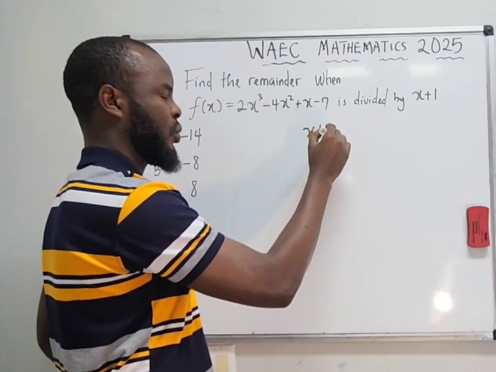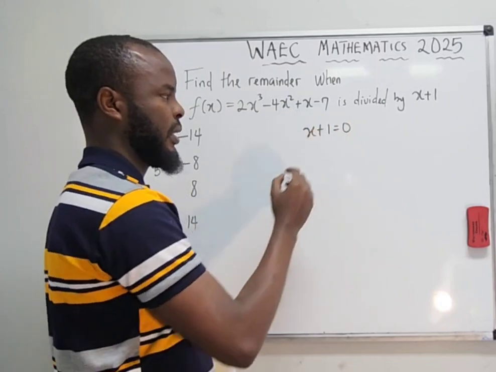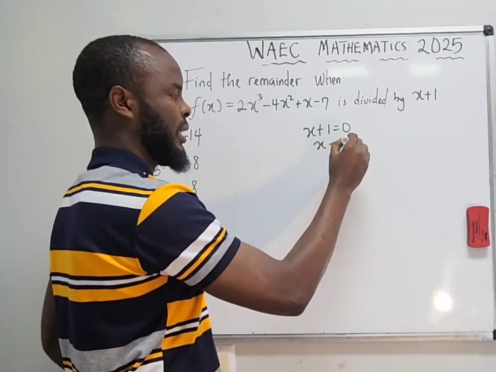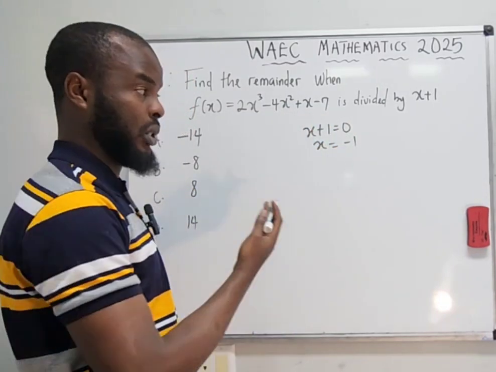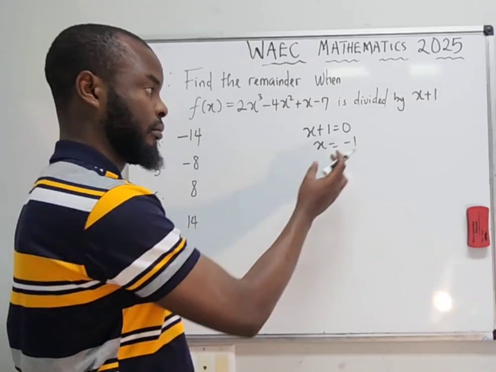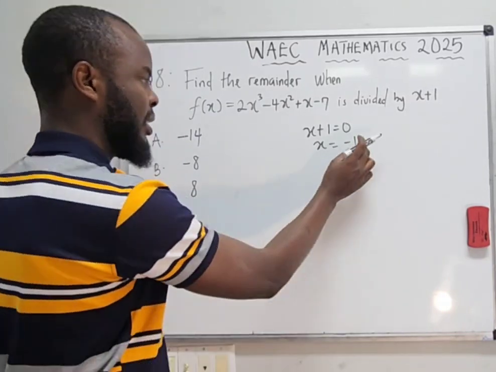Here we have x plus 1 equals 0. Then here we have that x is what? Negative 1, which makes it very easy to do. Now we have x to be negative 1.